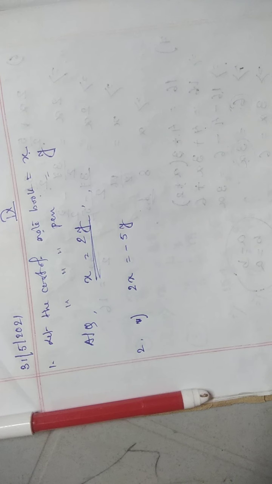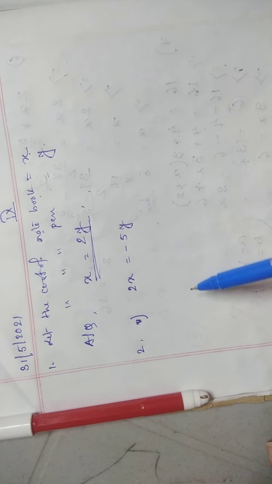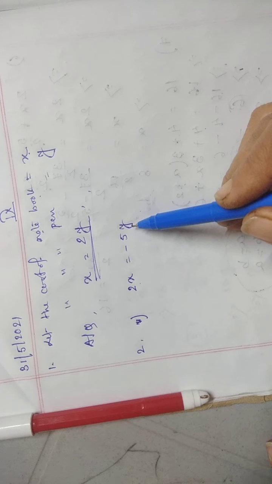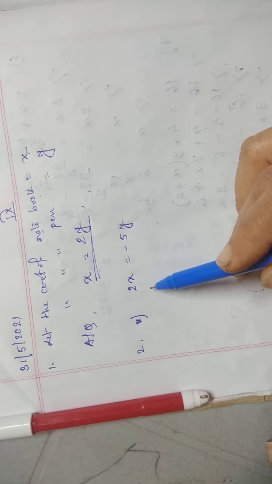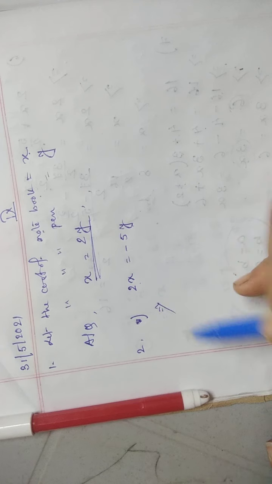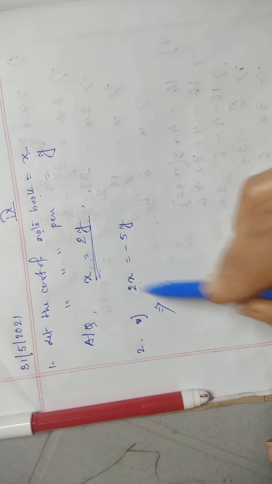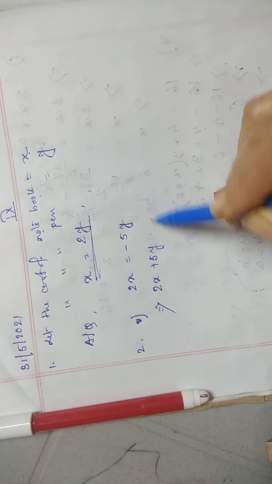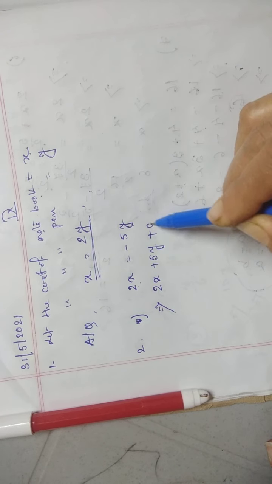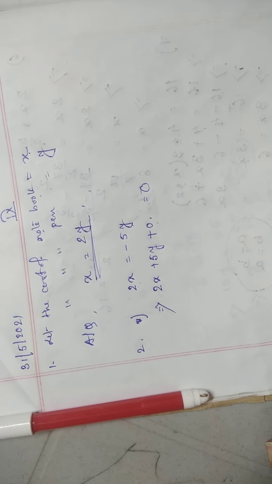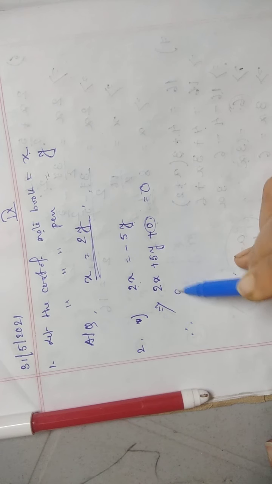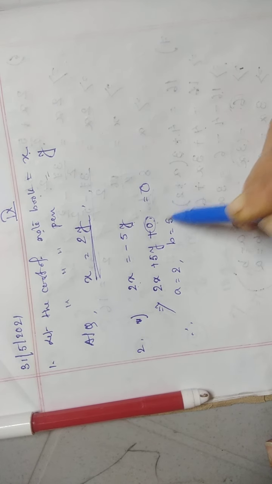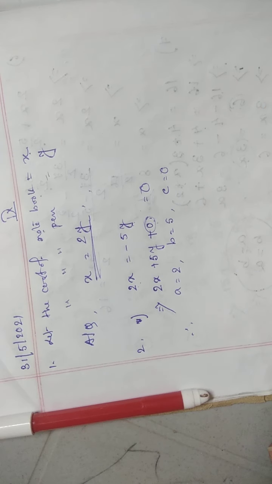Last day I also told you how to find out the value of a, b and c. All the terms you have to take to one side because the equation is ax plus by plus c equal to 0. So twice x plus 5y. Here there is no constant term, okay? So what is the constant term? That is c equal to 0. What is the value of c? That is 0 because there is no constant term. So the value of c is 0. Therefore a equal to 2, b equal to 5 and c equal to 0.